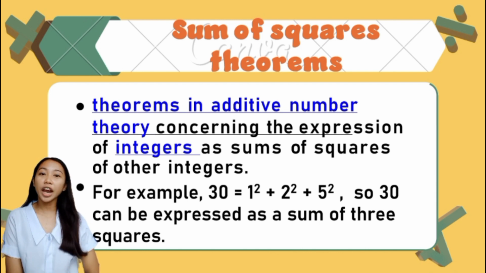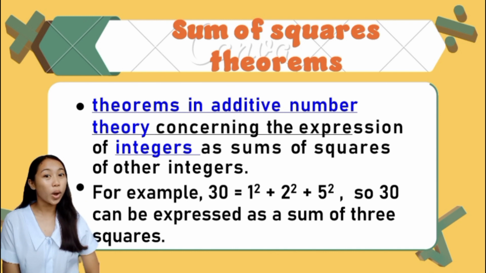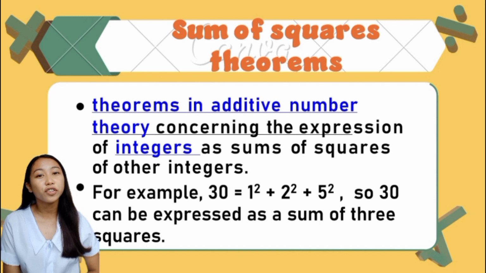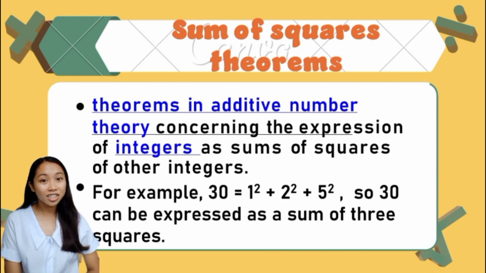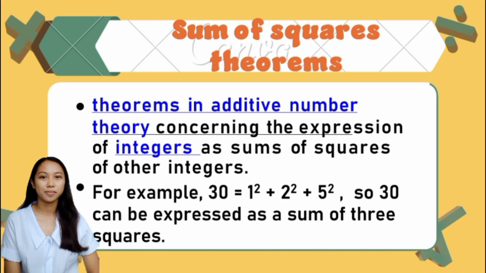However, there are numbers that cannot be expressed as a sum of 3 squares, like 23. So sum of squares theorems give Fermat-like ways to differentiate which numbers can and cannot be expressed as sums of squares.